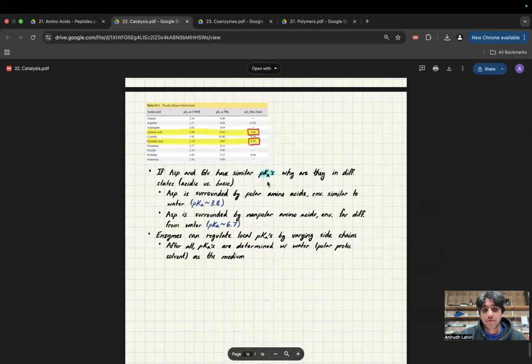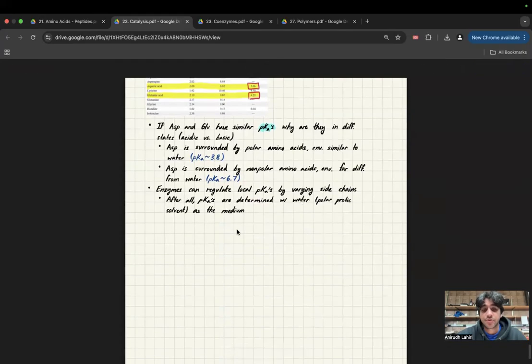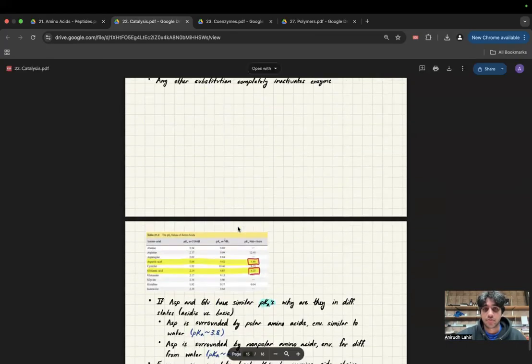Okay. If aspartate and glutamate have similar pKa's, why are they in different states, acidic versus basic? Aspartate is surrounded by polar amino acids, so the environment is similar to water. Glutamate is surrounded by non-polar amino acids, so the environment is far different from water, right? So enzymes can also help to regulate local pKa's by varying side chains. After all, pKa's are just determined by their environment: the pH, the solvent, protic or aprotic, and the general medium that's used.